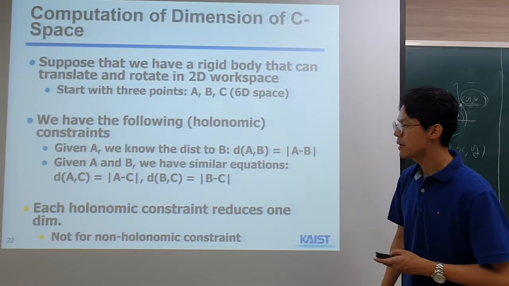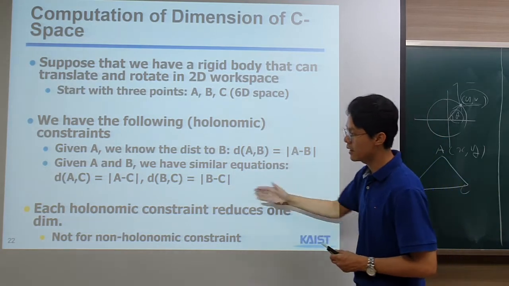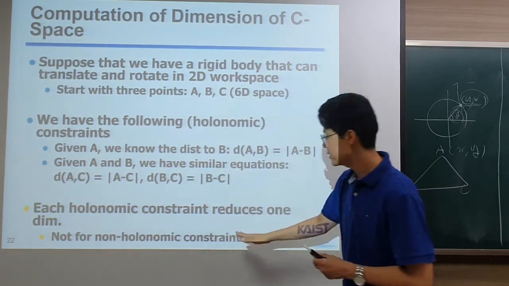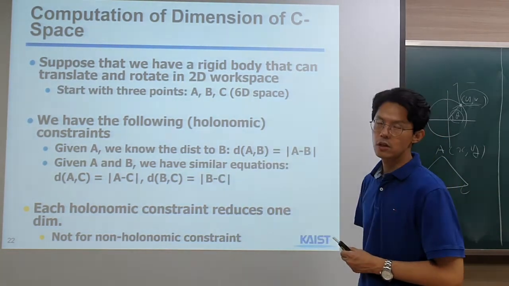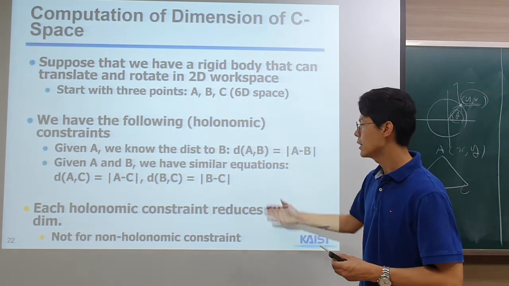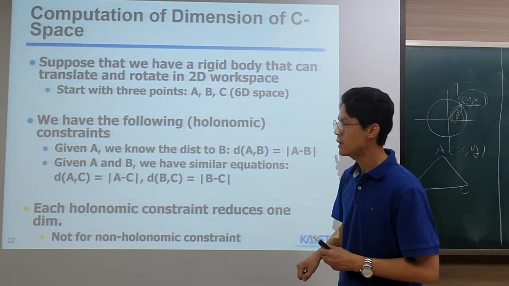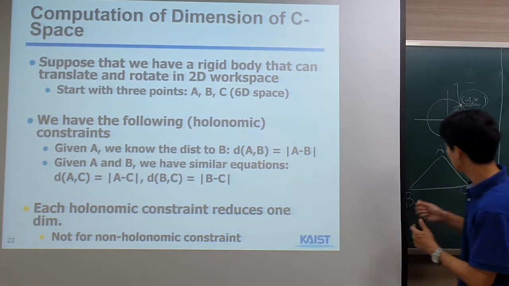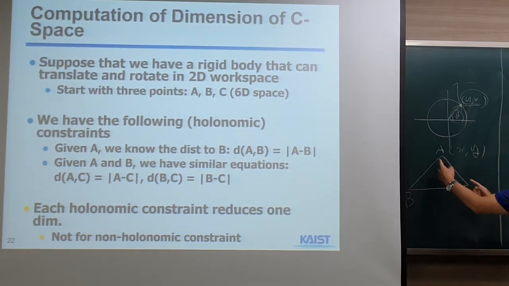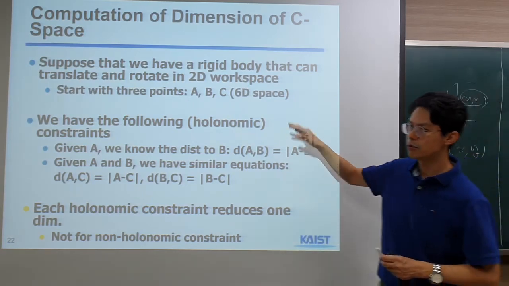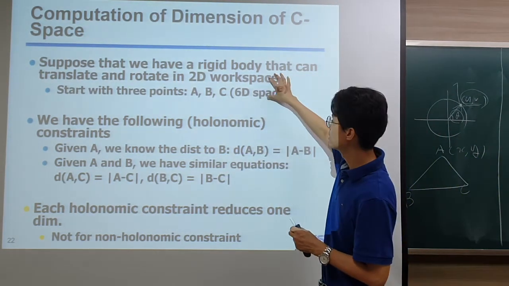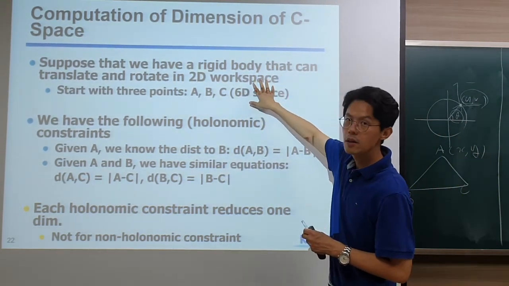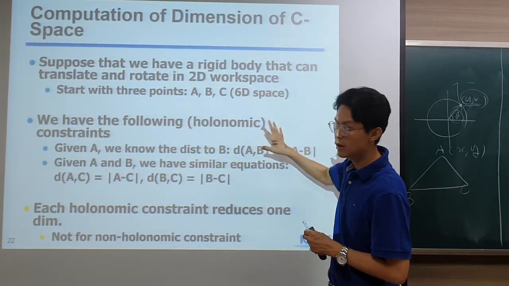And then the main point that I'd like to make is that each holonomic constraint reduces one dimension of our C space. Why? It actually restrains our freedom, right? It constrains our freedom. So there are three different equations, this relation, that relationship. Then we actually reduce three parameters. Then it looks like it's 6, but in the end, our DOF turned out to be 3.